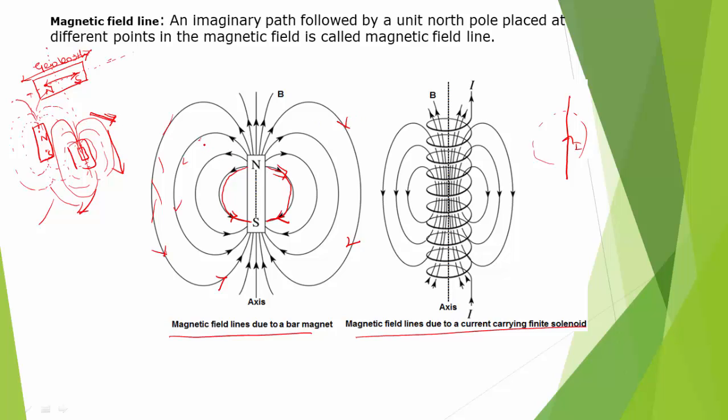Here, look, there are magnetic field lines. This is the first magnetic field line, second magnetic field line, third magnetic field line and fourth magnetic field line. Here also this is the first one, second one, third one and fourth one. No two magnetic field lines can intersect each other.